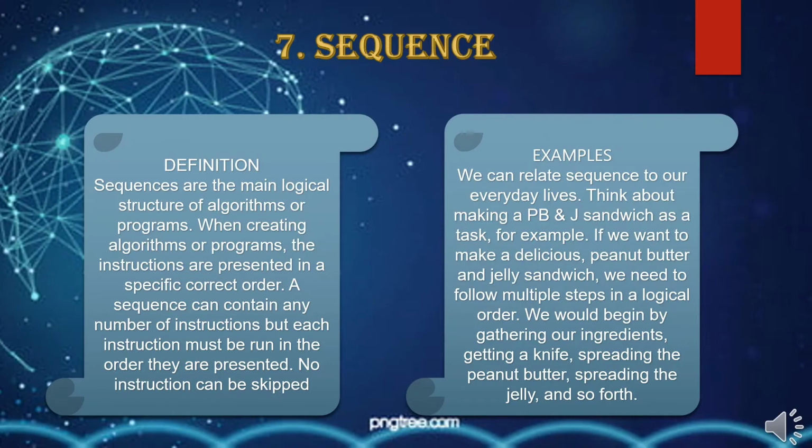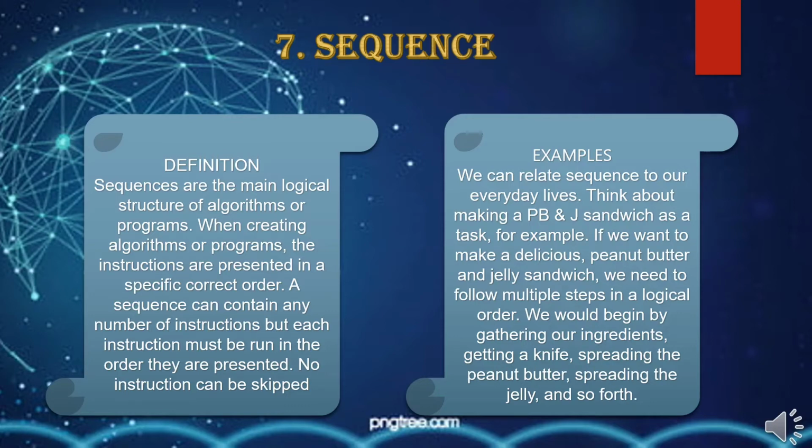The 7th point is sequence. In this slide, I will show what is sequence and the relation of sequence to our everyday life. Definition: sequences are the main logical structure of algorithms or programs. When creating algorithms or programs, the instructions are present in a specific correct order. A sequence can contain any number of instructions, but each instruction must be run in the order they are present. No instruction can be skipped.